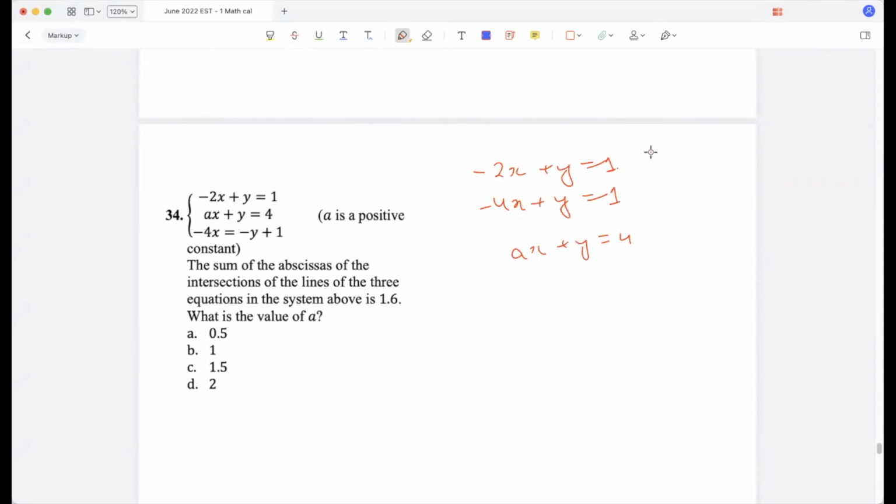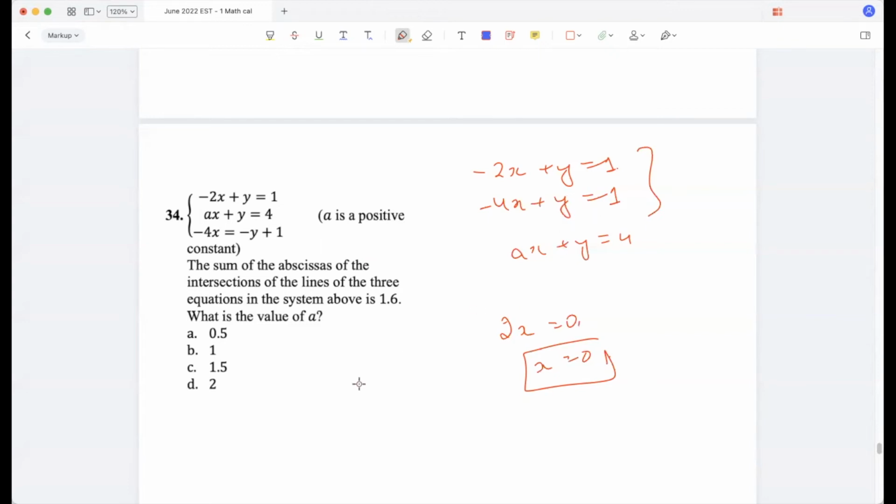Intersection of these. Okay, so what is the intersection of these? Let's subtract them. So 2x is 0, so x is 0. The sum of the abscissas of the intersection is, okay.